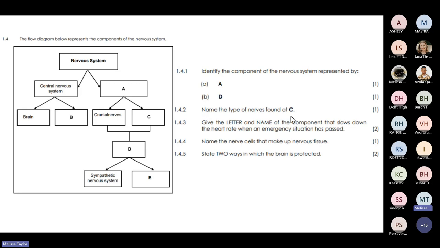Then name the type of nerves found at C by going through this. That's the spinal nerves. And then be careful for questions like 1.4.3. They ask for the letter and the name. And many learners we find at marking will give only the letter or only the name, but they're marked separately. So if you remember the one, not the other, then we can still give you a mark. So please remember to do both. So they want the letter and the name of the component that slows down the heart rate. So that will be E, the parasympathetic nervous system.